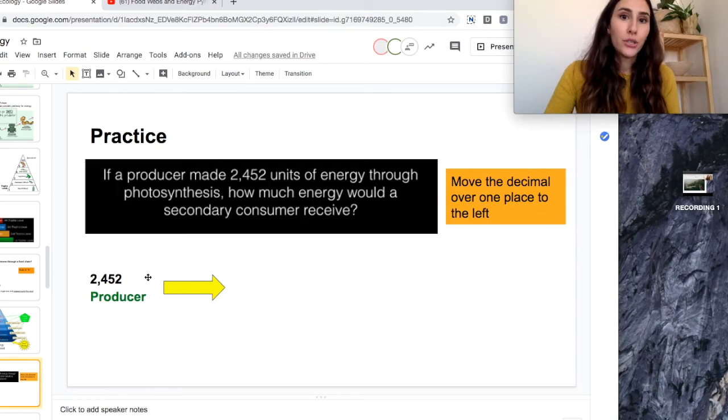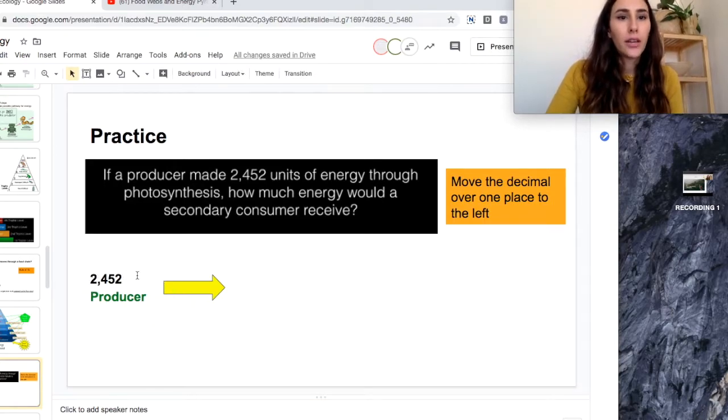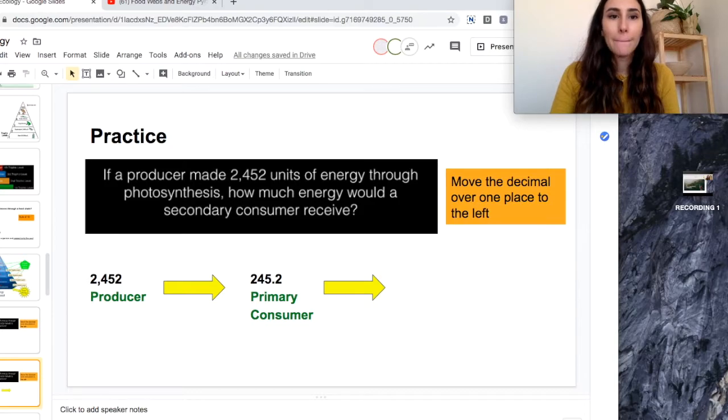The first thing we want to do is move the decimal place over one place to the left. So if the decimal place is right here, we're going to move it one place to the left, all right? And if we do that, then our primary consumer is going to have 245.2 units of energy, okay?